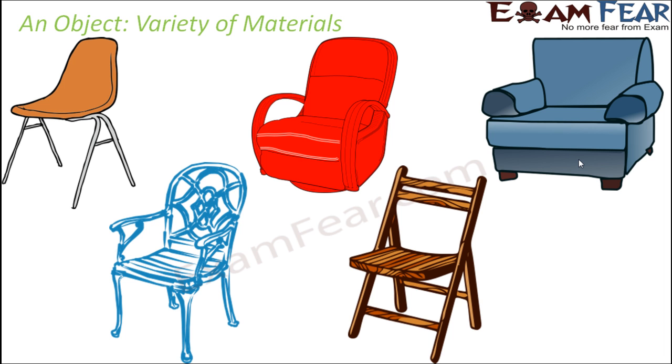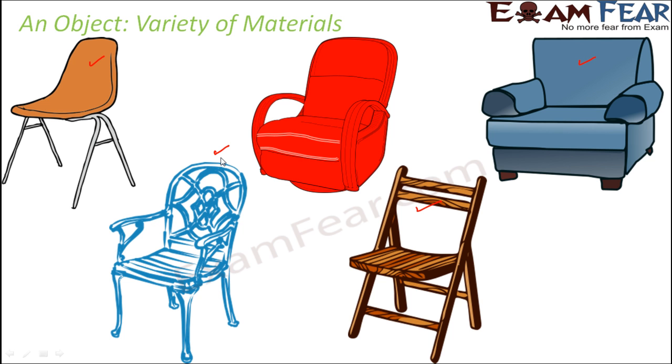When we look at this screen, it very clearly tells us that any particular object can be made up of a variety of materials. So here I have taken the example of a chair. When you think of a chair, you can think of a plastic chair. You can think of a leather chair. You can think of a wooden chair. You can also think of a fabric chair which has cloth in it. You can also think of a fiber chair.